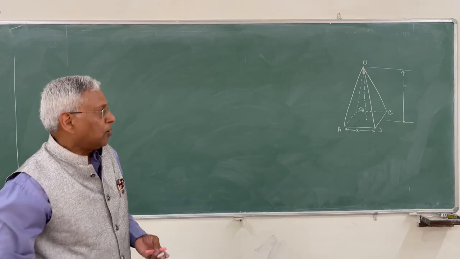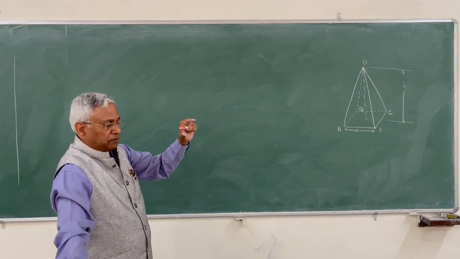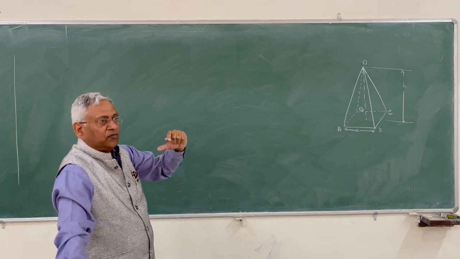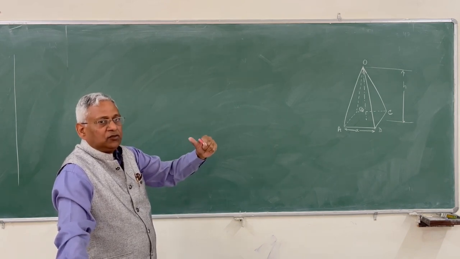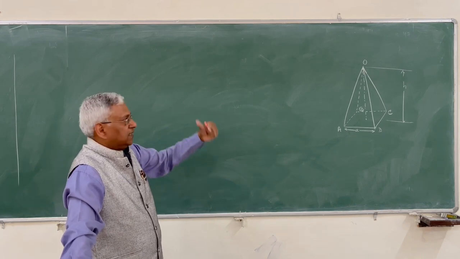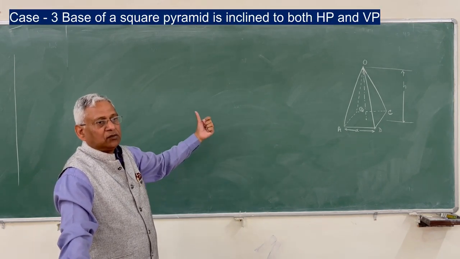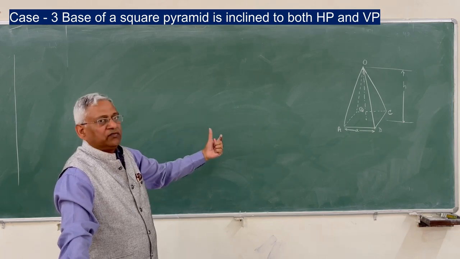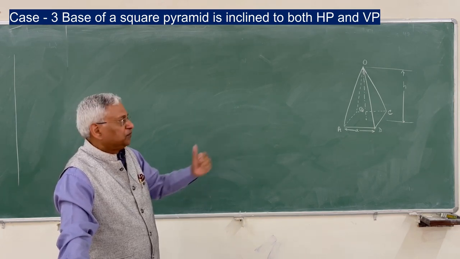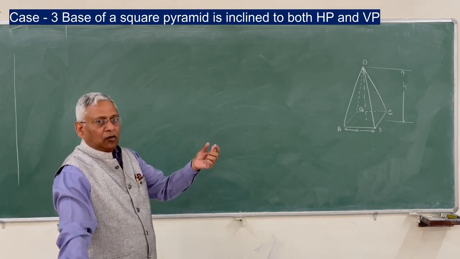VP. This problem cannot be solved directly because you cannot place the base on an oblique plane directly, and therefore we convert this oblique plane into either an inclined plane or into an AVP and then make it a case 1 or a case 2. Case 1 is when the base is inclined to the horizontal plane, and case 2 is when the base is inclined to the vertical plane. So let us say alpha, beta are known, that is the angle made by the oblique plane.